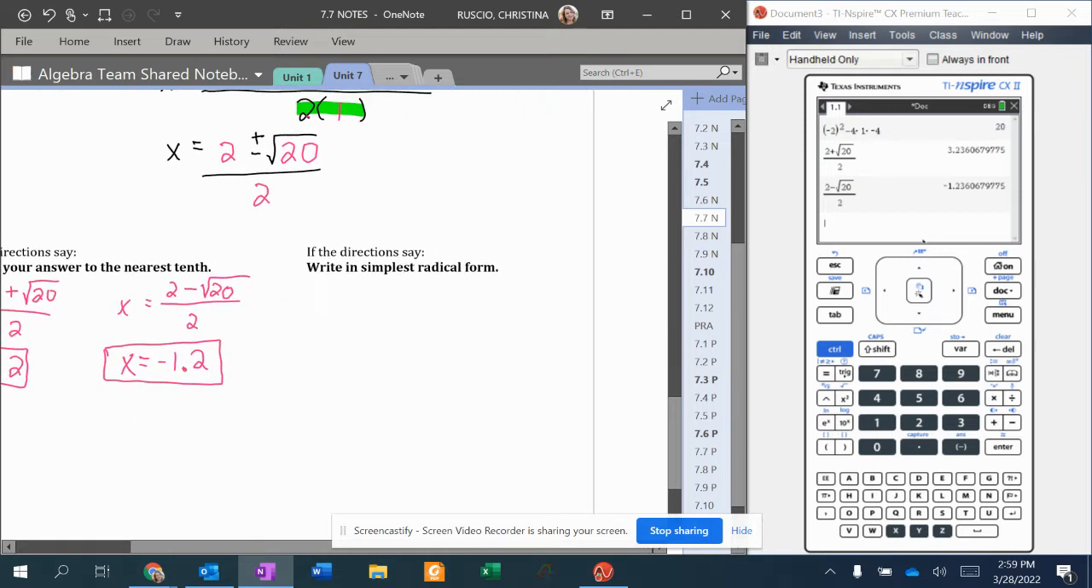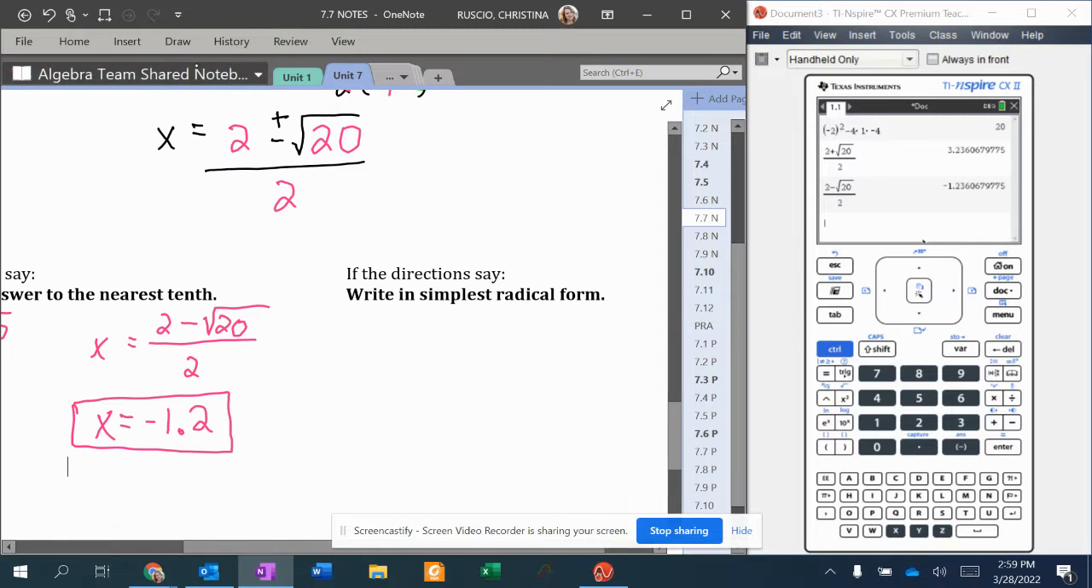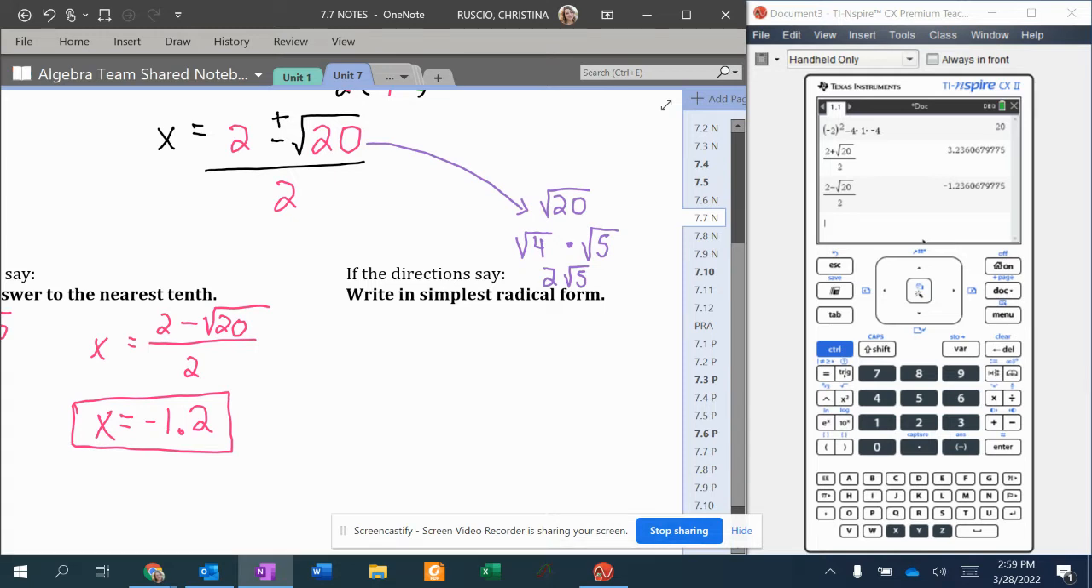If the directions say write in simplest radical form, well, that means we're going to have to simplify this radical. So I'm going to take the square root of 20 and simplify it. What two numbers multiply to 20 where the first one is the biggest perfect square? If you said 4 and 5, you are a winner. So this becomes 2 square roots of 5. If you forgot how to do this, go back and rewatch the simplifying radicals video. I think it was 7.3.